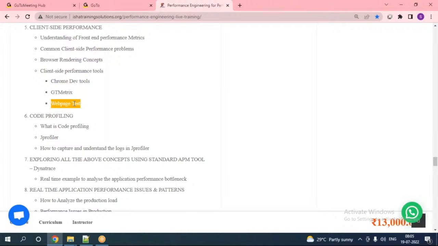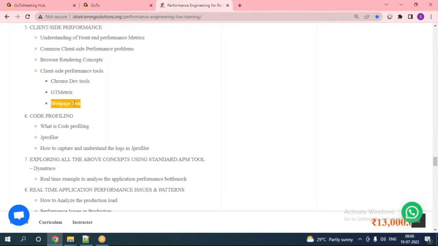We are going to learn each and every tool, and using the tool, what are all the metrics, like time to first byte, time to interactive, first visual change, onload time, full load time, largest contentful paint, total blocking time, cumulative layout shift. Like that, a lot of key metrics are there, we are going to learn those things.